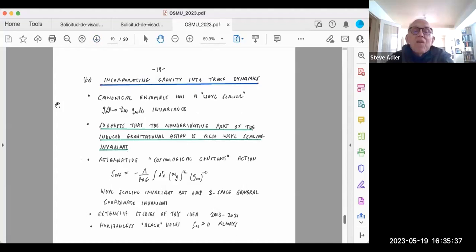Okay, the final thing that's actually led to most of my recent work is incorporating gravity into trace dynamics. At a certain point, my wife said I was putting too much time into these numerical integration programs. She gave me a bit of a kick in the butt. So I decided, yeah, that's right.